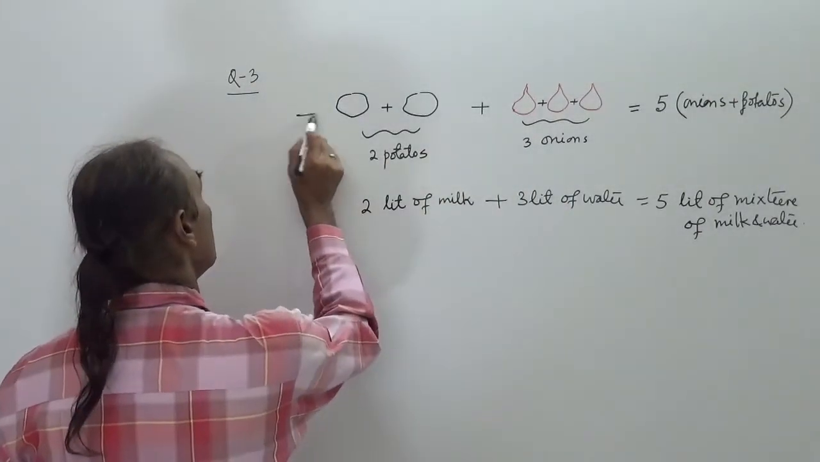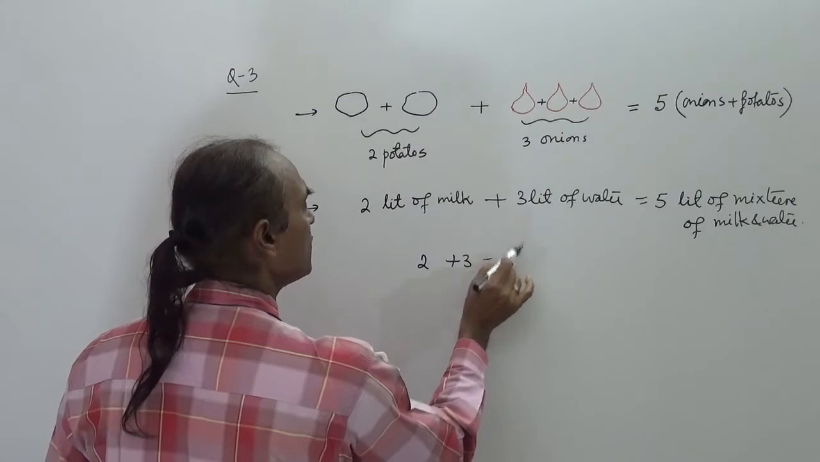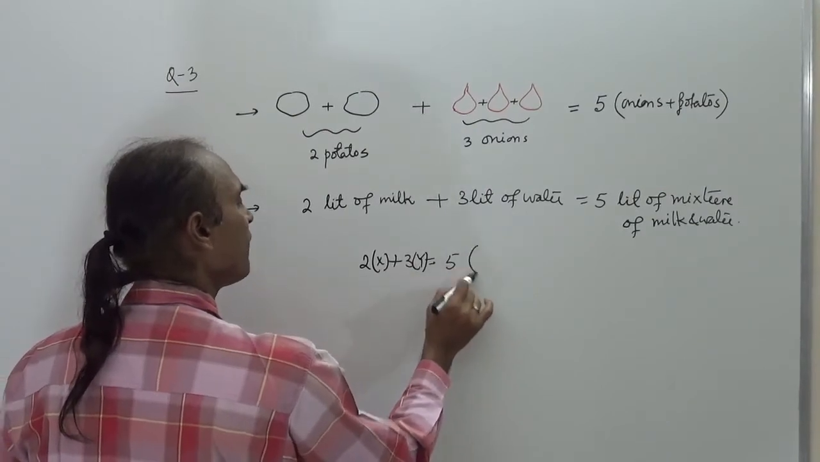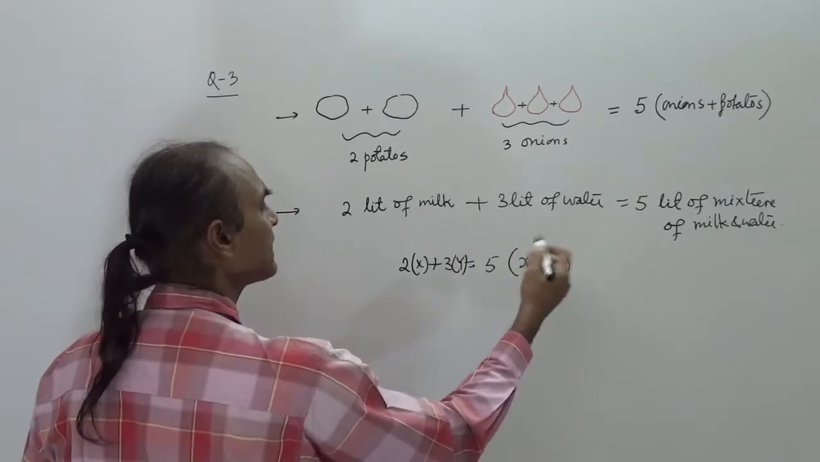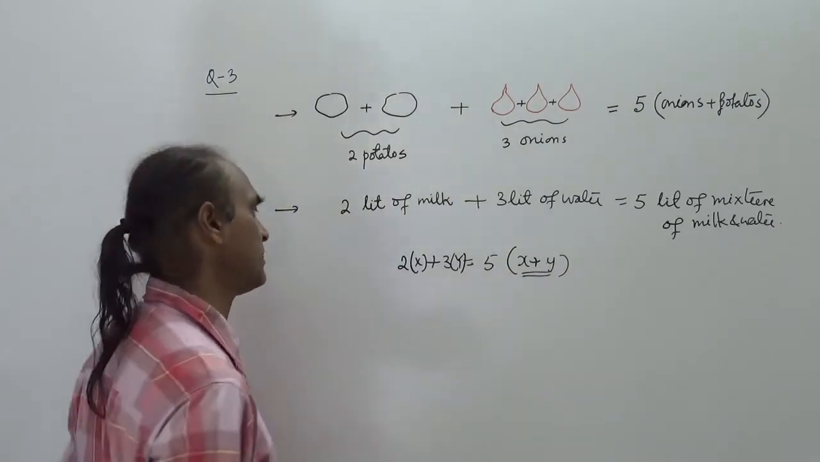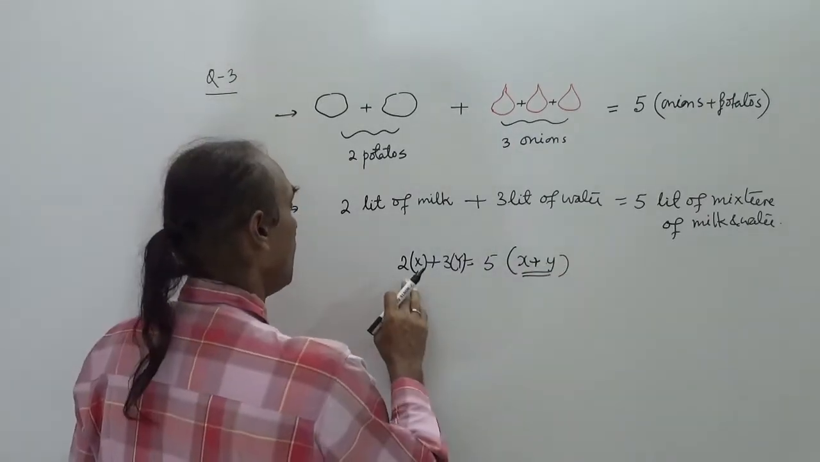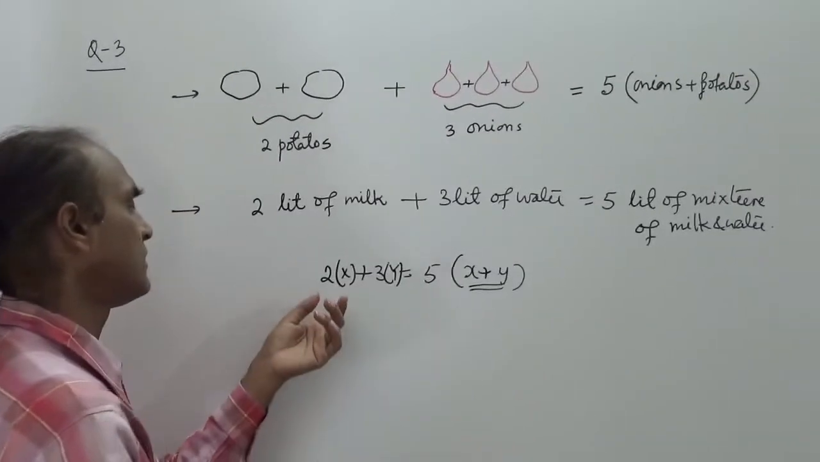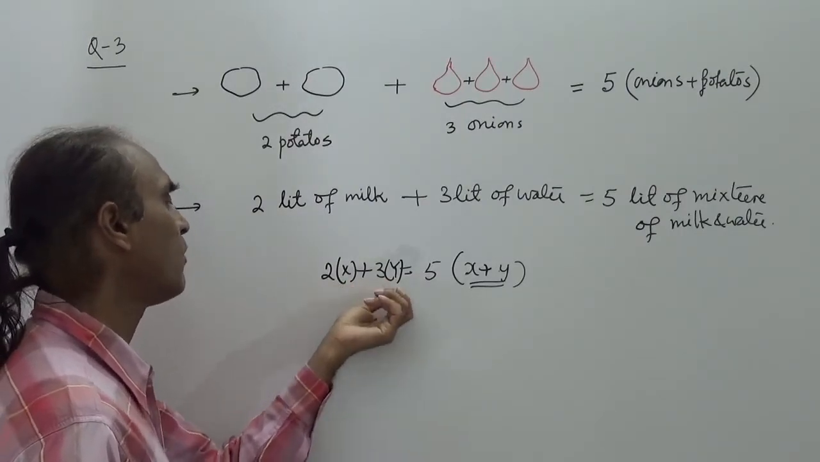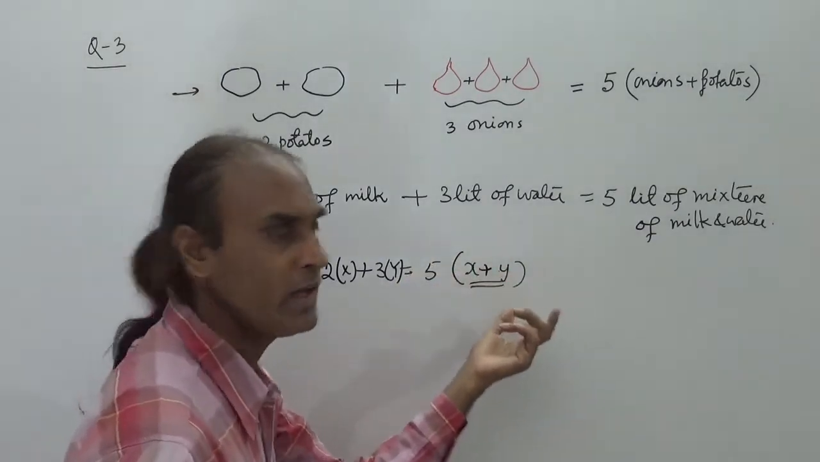In day-to-day life we experience these two examples. So 2 plus 3 is equal to 5. 2 of x, 3 of y is equal to 5 of x plus y. 5 of x plus y means the mixture of x and y. I wrote x plus y in that sense. But 2x plus 3y is not equal to 5 into x plus y in the algebraic sense; it doesn't make any sense in that way. 2 numbers of x quantity plus 3 numbers of y quantity is equal to 5 numbers of the mixture of x and y. It means that.